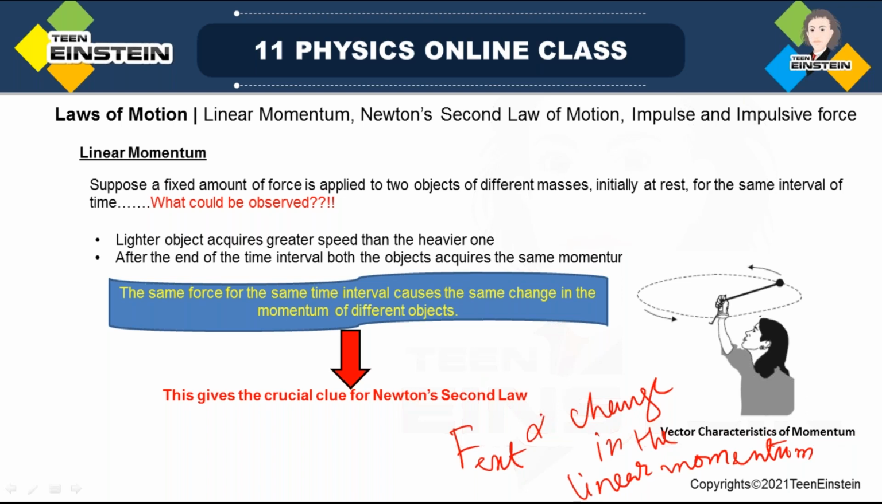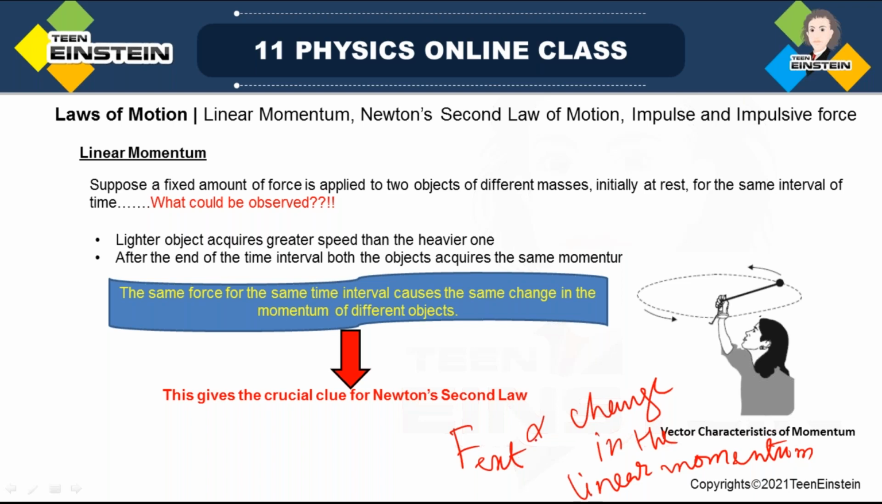From here we can get a nice law given by Newton, the greatest scientist, greatest physicist, as well as mathematician. So what is the second law saying? Let us see the statement. Then you can understand whether this is all right or not.